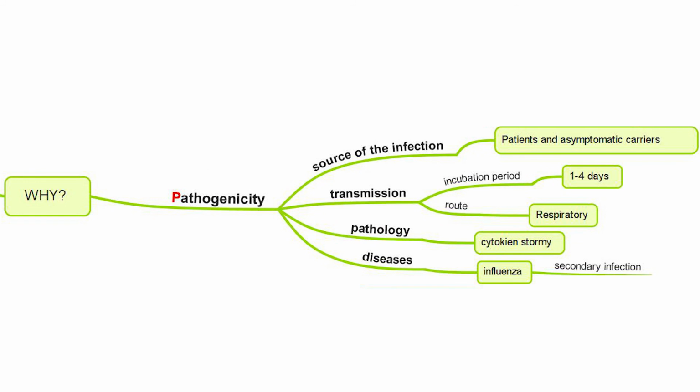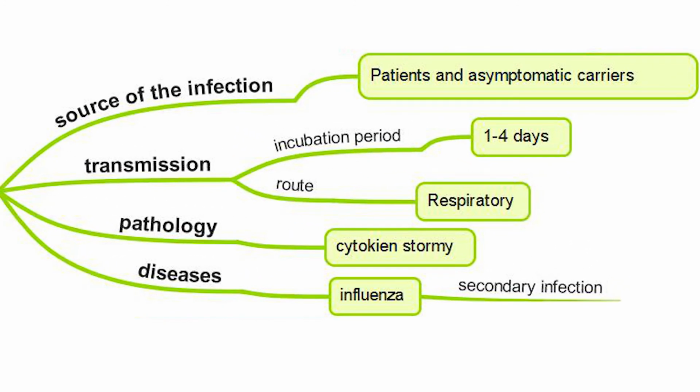Then answer the second question. Why did the person become infected? The source of the infection is patients and asymptomatic carriers. Transmission route is the respiratory tract. The severe disease may be caused by immunopathogenesis, such as cytokine storm.